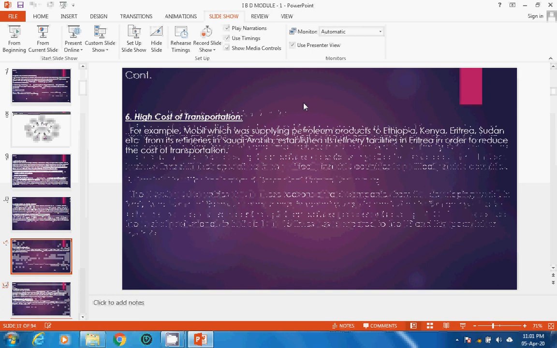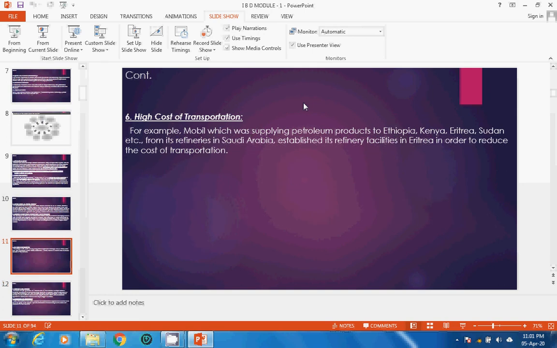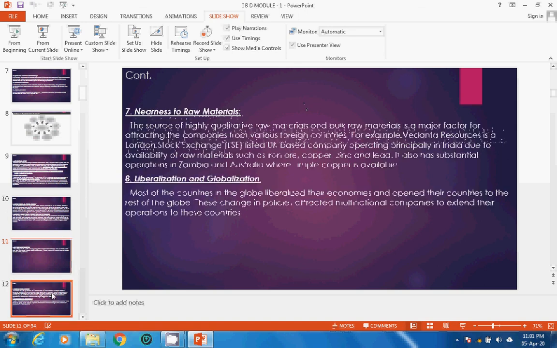High cost of transportation. For example, Mobil, which was supplying petroleum products to Ethiopia, Kenya, Eritrea, Sudan, etc., from its refineries in Saudi Arabia, established its refineries in Eritrea itself in order to reduce the transportation expenses. So that is one of the driving forces to go global for companies like Mobil.